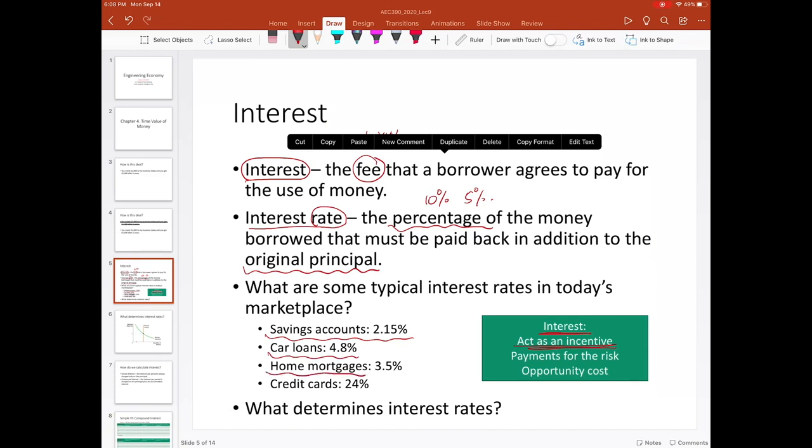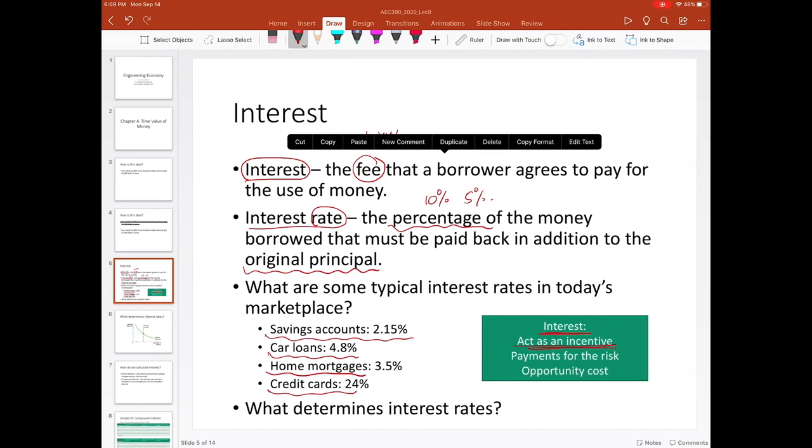Home mortgage, if you borrow money for buying a home, right? Then for borrowing that money, you need to pay back the interest at an interest rate. That rate could be around 3%. And credit cards. Wow. Go check your credit card carefully. You will see what the credit card rate is. Like if you don't pay off the money you borrowed this month, then you have to pay a high interest rate for the next payment.